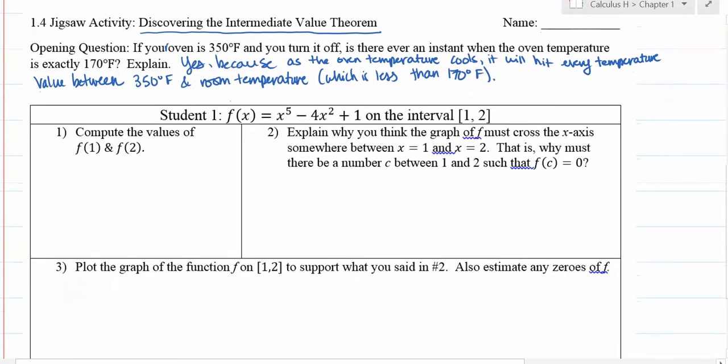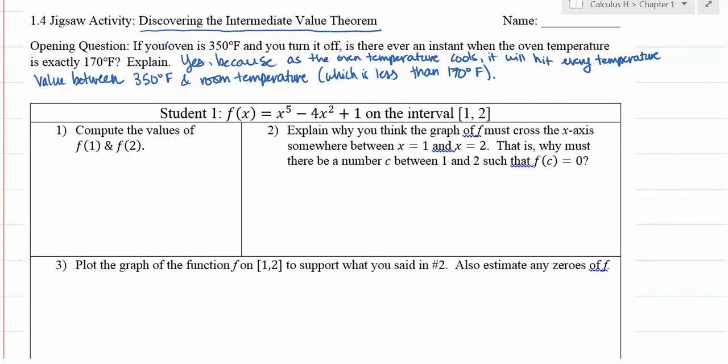So let's look more specifically in terms of some functions. I'll do this first one with you, and then you can work on the other ones. I think you'll be doing them in groups. So let's first find f of 1. I should get negative 2. I'm just plugging it into my function f of x. If I find f of 2, I should get 17.